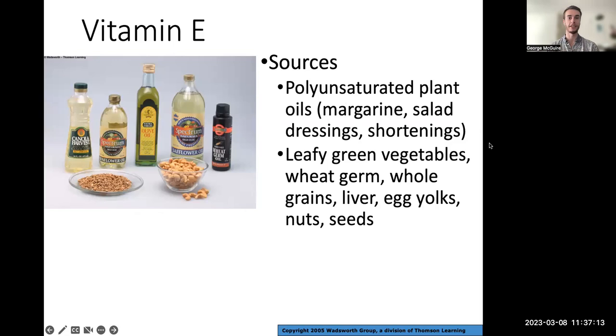So great sources of vitamin E are going to be our polyunsaturated plant oils. So you can get those from the oils that you use to cook with, our olive oils and sunflower oils, canola oils, etc. But they also come from the plants themselves that are carrying them, as well as our various seeds and nuts, that are carrying a lot of fats from those plants.